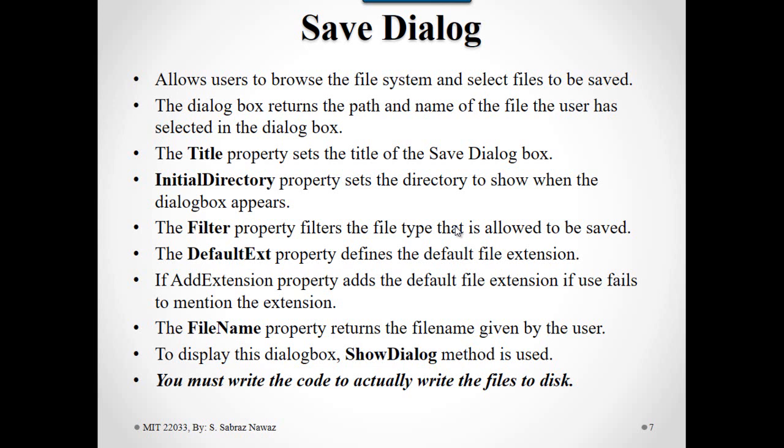The next property is the add extension property, which means when the user forgets to mention the extension, it automatically appends the default extension to the file name. The file name property is the primary property that we use in the save dialog box.